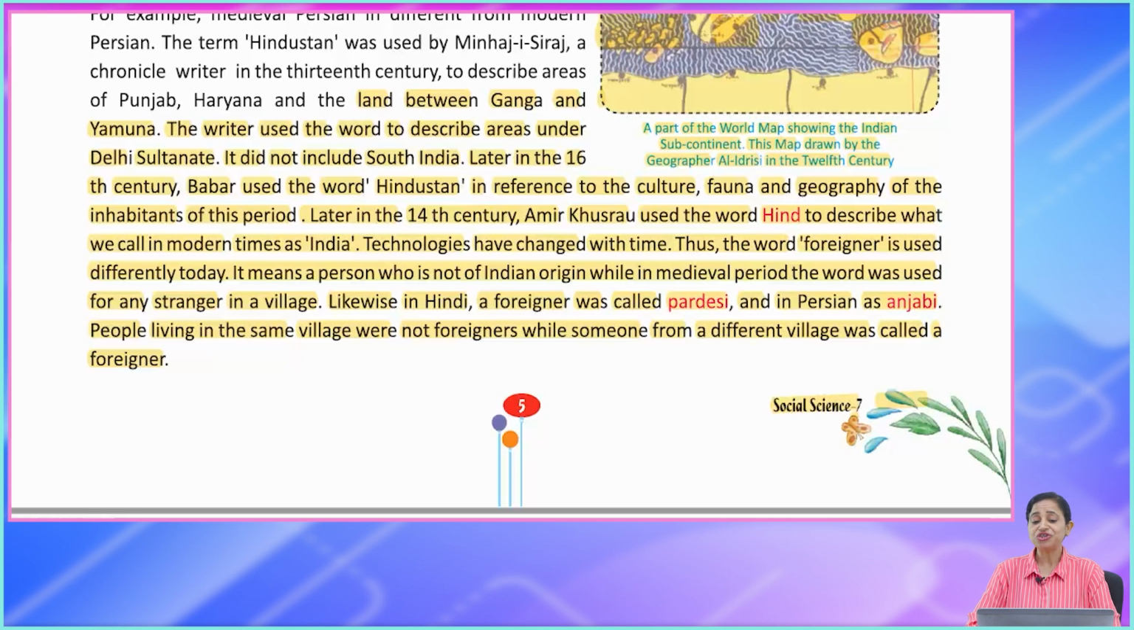Technologies have changed with time. Thus, the word foreigner is used differently today. It means a person who is not of Indian origin, who is not from our country. While in the medieval period, the word was used for any stranger in a village.